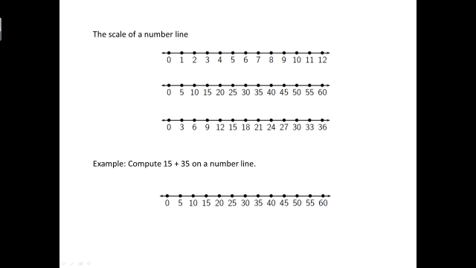As always, we start from 0. We go 15 spaces to the right. Now every time we go to the right one step, that counts as 5. 5, 10, 15. And then 35 more. 5, 10, 15, 20, 25, 30, 35. We ended up at the number 50. And so we have 15 plus 35 equals 50.